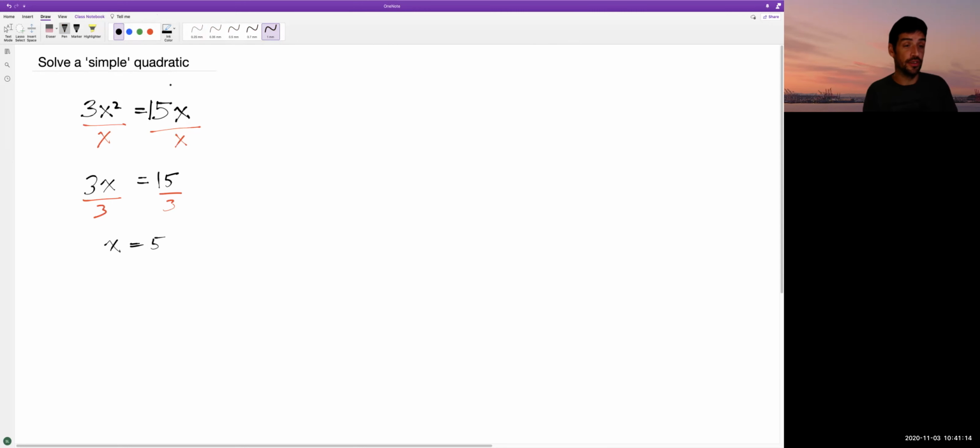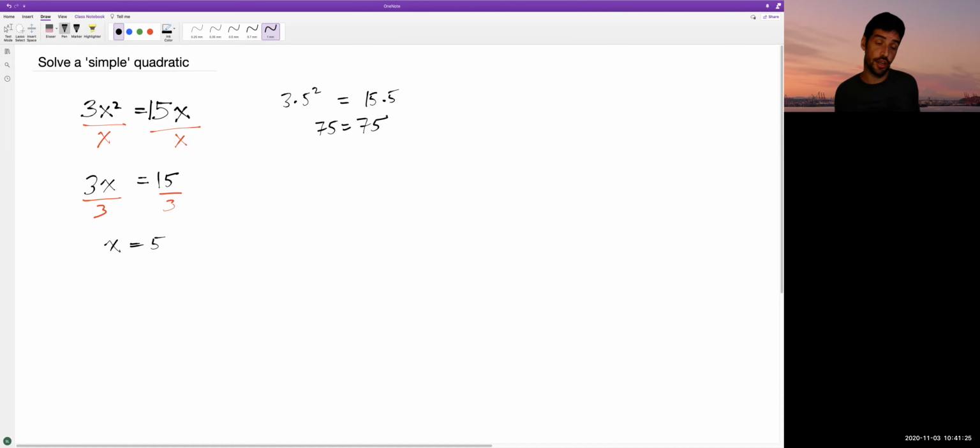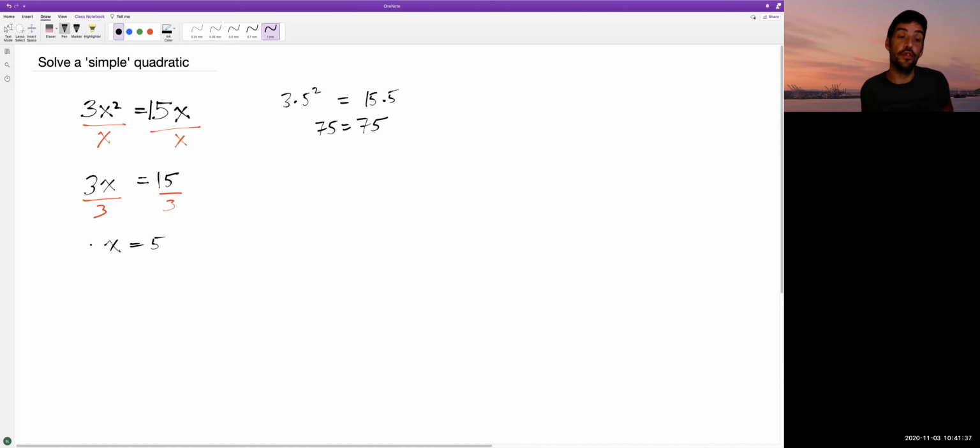And if you go back and put this in, you get 3 times 5 squared on the right and 15 times 5 on the left, which both come out to 75. So even if you check your work, this appears to be absolutely correct. And it's true, this is a correct solution, but the problem is we're trying to solve this equation, which means we want to find all of the solutions.